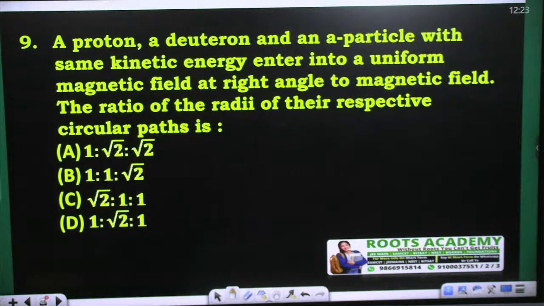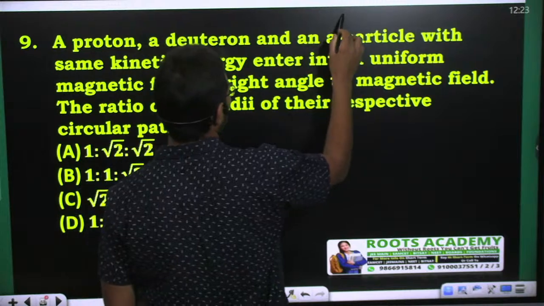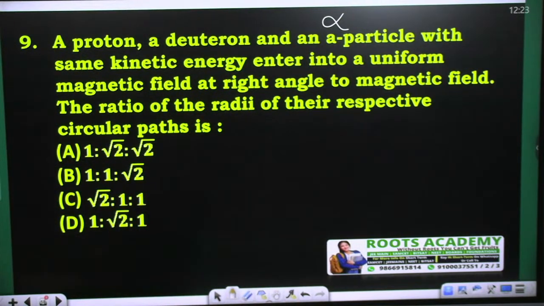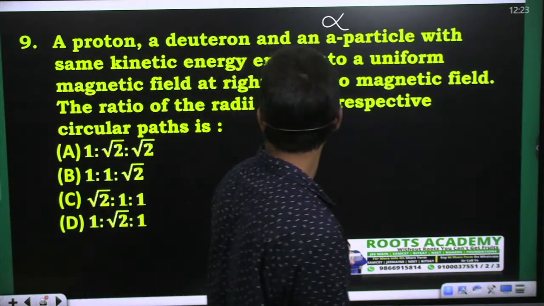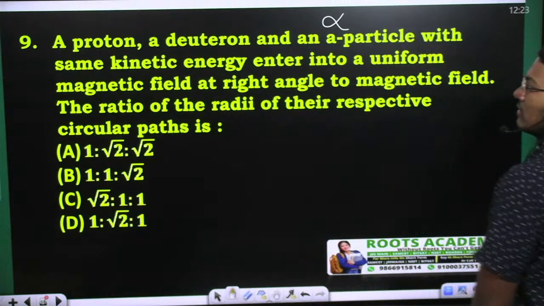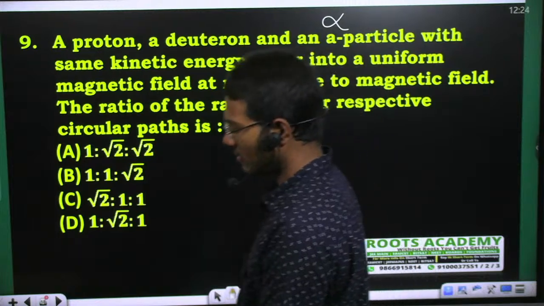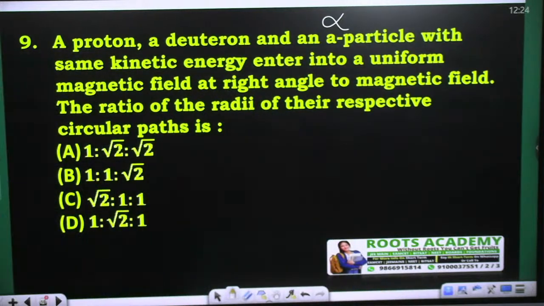Now the question: a proton, deuteron and alpha particle with the same kinetic energy enter into a uniform magnetic field at right angle to the magnetic field. The ratio of the radii of their respective circular paths? As the particles enter the uniform magnetic field at right angles, force gets applied. If they enter the magnetic field parallelly, no force gets applied. You need to be careful with that. He will twist the question and check the basic concepts.